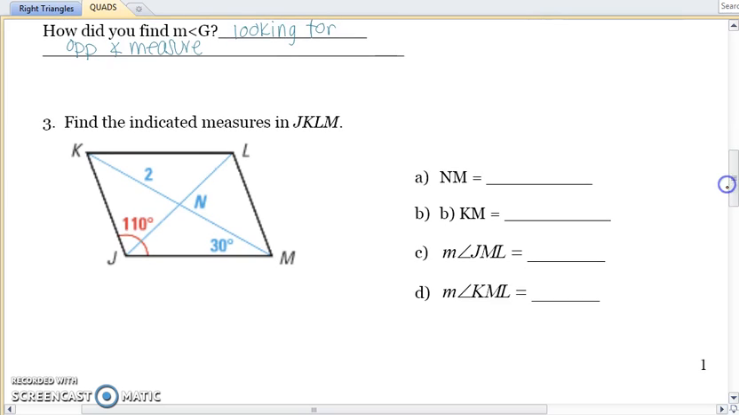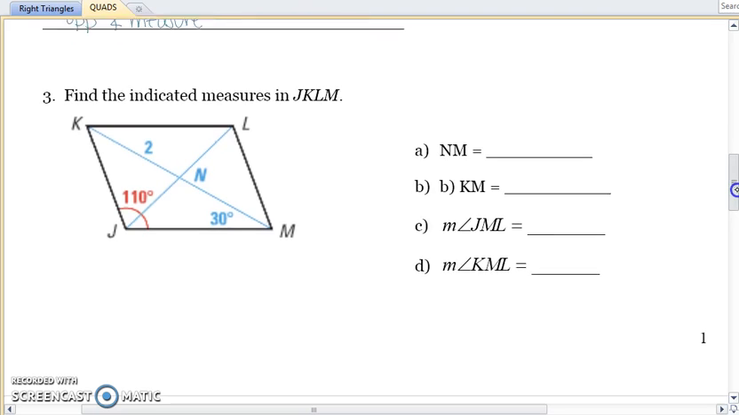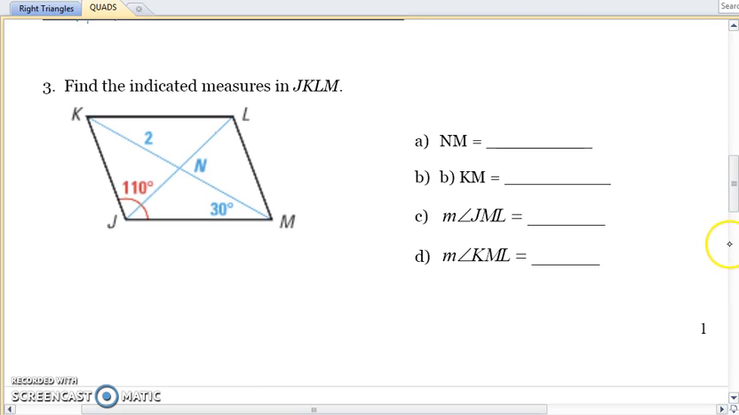Now let's find some additional measures within KJLM. Okay. So what we first want to find is the measure of NM, from M to N. What we know about our diagonals in our parallelogram is that diagonals bisect each other. So we can automatically put in tick marks to show congruence. We know KN will have the same measure as NM. So NM has the same measure as KN, which is 2.